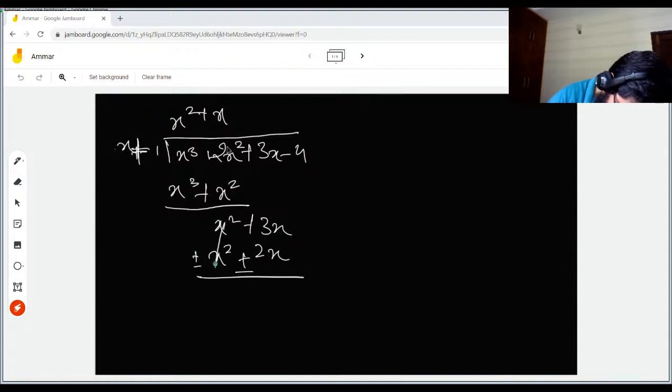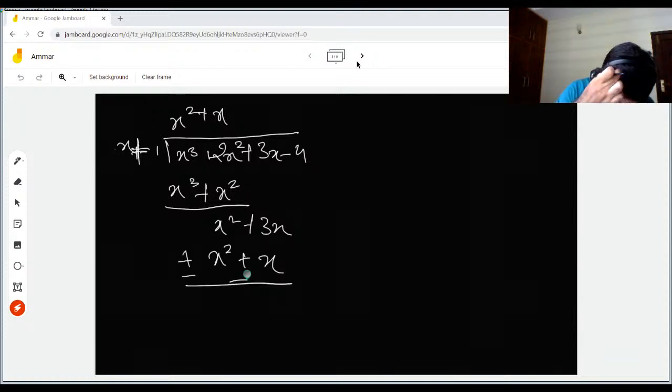3x minus 2x would be x. No, it's not 2x, my bad. It will just be x. Then I've got 3x minus x, which is 2x, and what remains is minus 4.